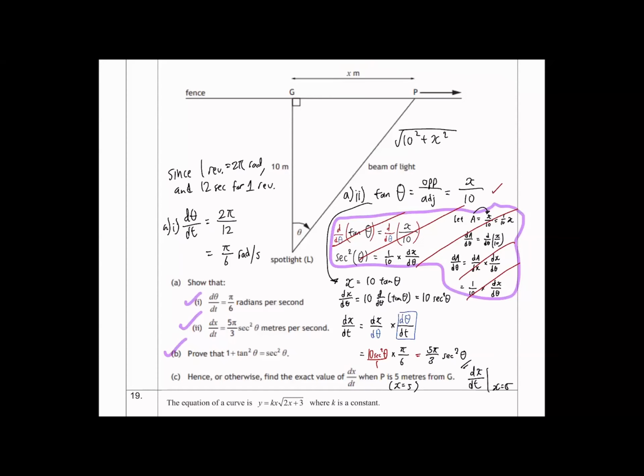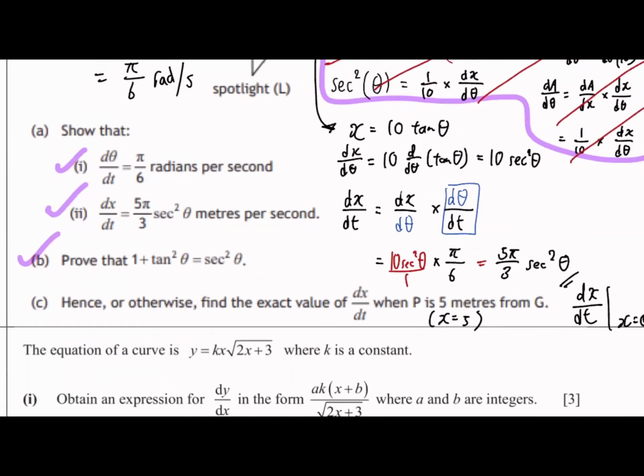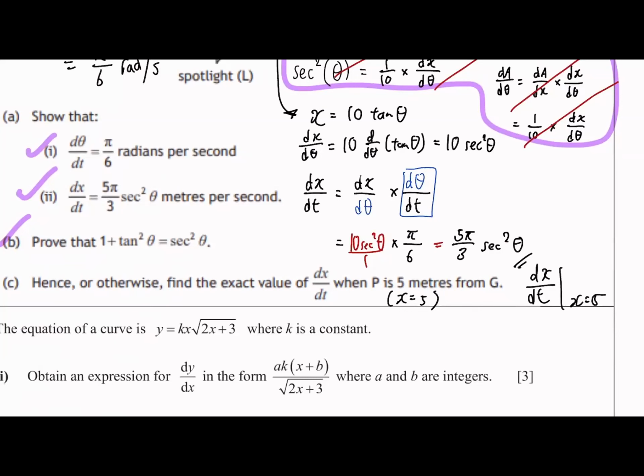Here you notice a problem straight away. Sub in x equals 5. They give dx over dt already, but it's in terms of theta, not x. If this was x, then it would be easier, you can just sub in. Then how?